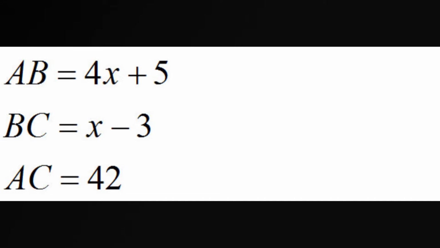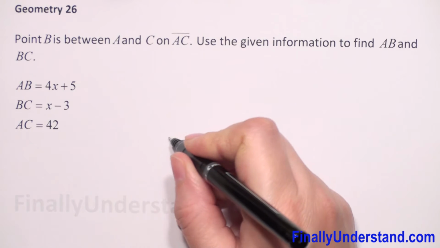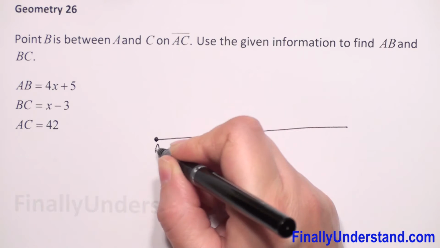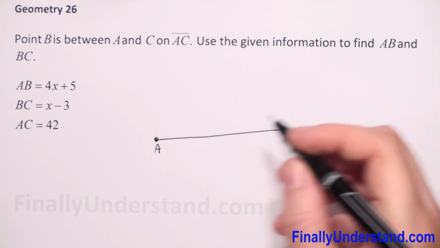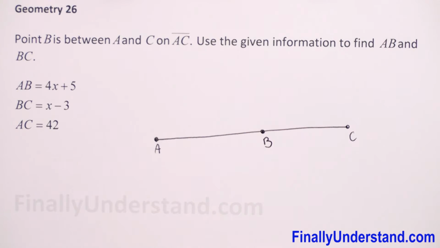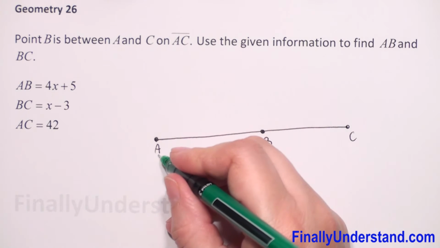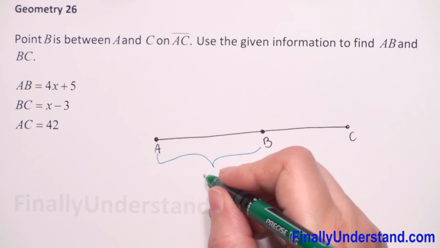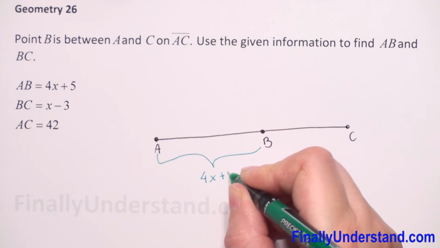We are given that point B is between A and C on segment AC. So let's draw the graph first. We have segment AC, point B is between A and C, and we are given that the length of AB is 4x plus 5.